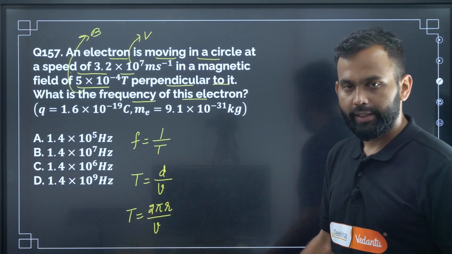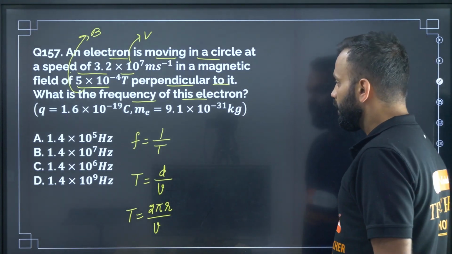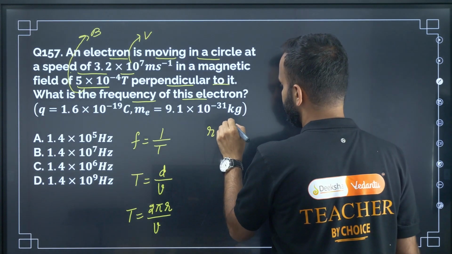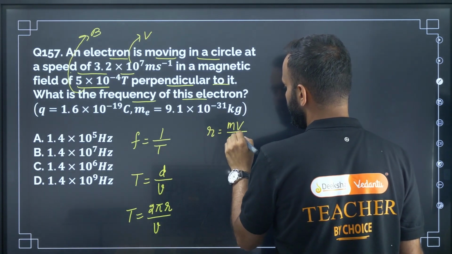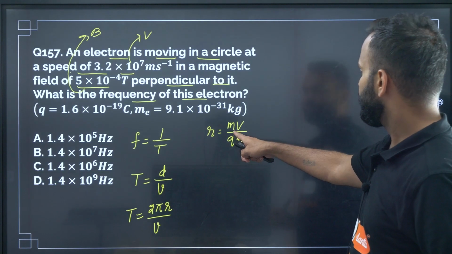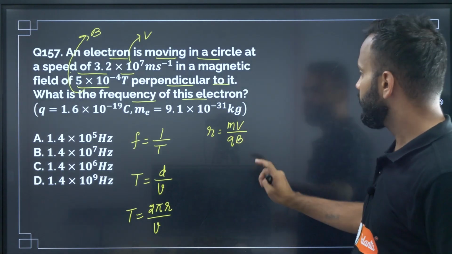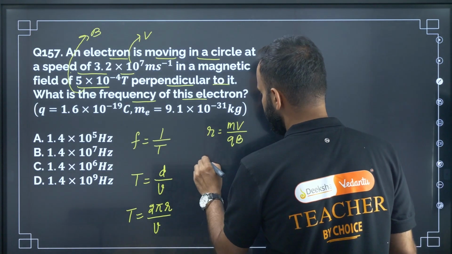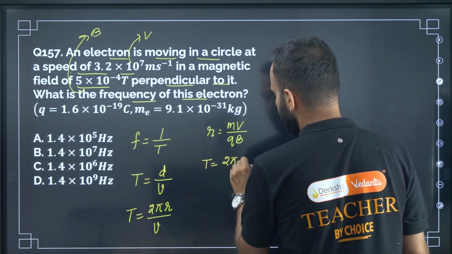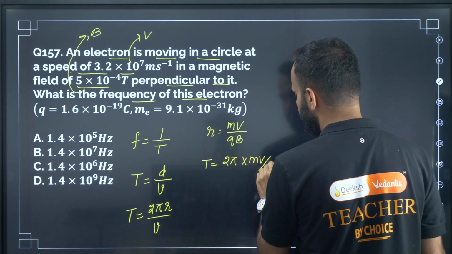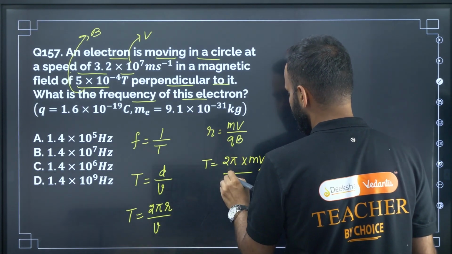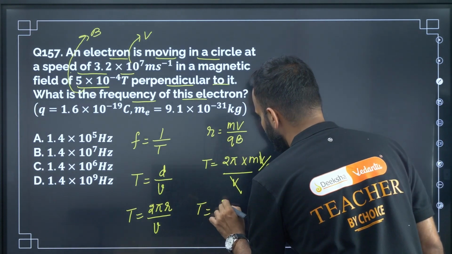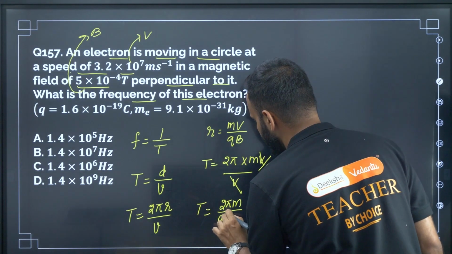We don't know the value of r, that is the radius of the circle. We know that the radius of the circular path taken by the electron is m into v divided by q into B, where m is the mass of the electron, v is the velocity, q is the charge of the electron, and B is the magnetic field. Now T is equal to 2 pi into r, that is mv divided by qB, whole divided by v. Here v will get cancelled. Now the time period T is equal to 2 pi m divided by q into B.